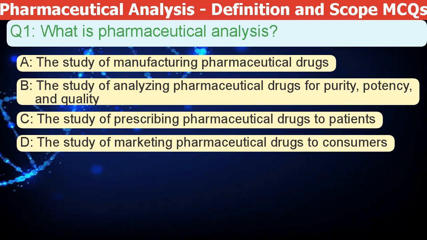What is pharmaceutical analysis? A. The study of manufacturing pharmaceutical drugs. B. The study of analyzing pharmaceutical drugs for purity, potency, and quality. C. The study of prescribing pharmaceutical drugs to patients. D. The study of marketing pharmaceutical drugs to consumers.